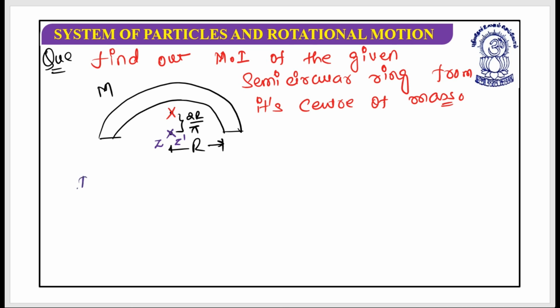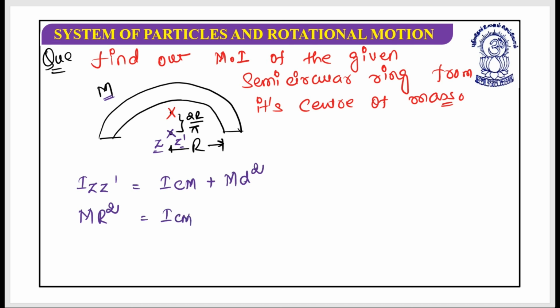Yes, so I can write like this. IZZ dash is equal to I center of mass plus m into d square, because this ZZ dash and this center of mass, these two are parallel with each other. Now for the ring, IZZ dash is mr square.